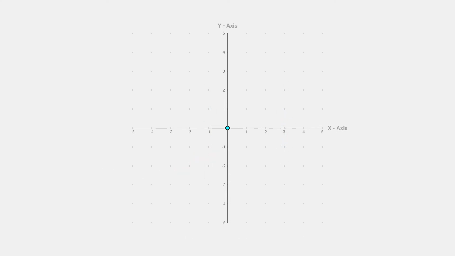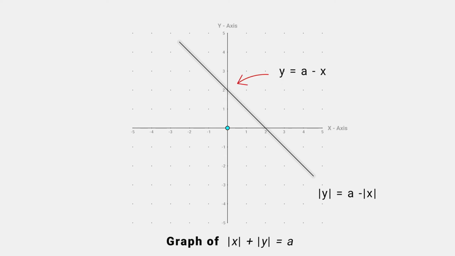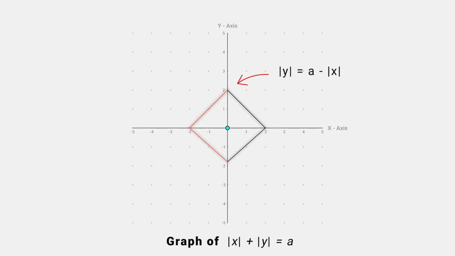Let's draw |x| + |y| = a. So |y| = a - |x|. Now draw y = a - x. Now neglect this and take its image, we get y = a - |x|. Now neglect this and take the image of this, and this is the graph of |x| + |y| = a.